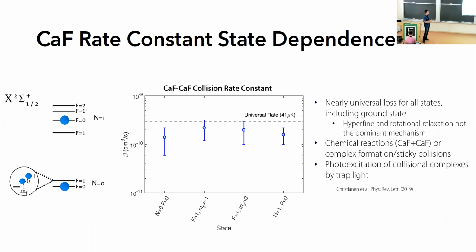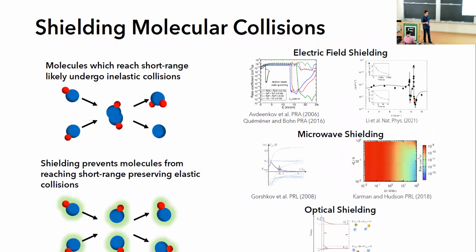Now, we're not so interested in this loss. We'd like to really suppress this loss, right? Because we would like a nice, stable, dense molecular sample. So this brings about the idea of shielding molecular collisions, where really what we want is to prevent the molecules from ever reaching this short range where they can undergo inelastic loss. And there are many different ways that we can prevent these molecules from reaching short range by using different types of external fields and controls.